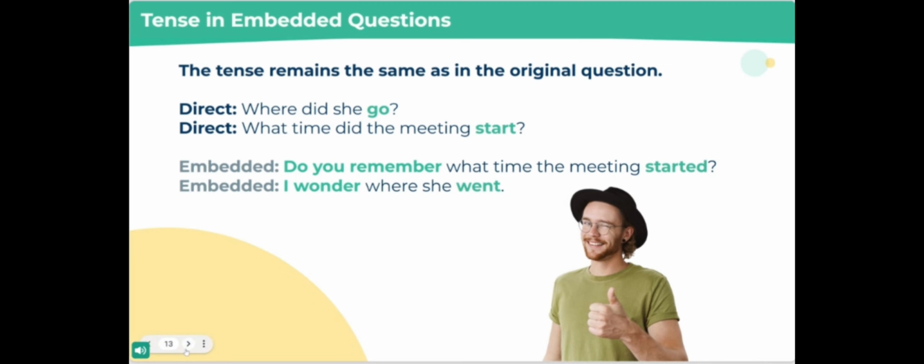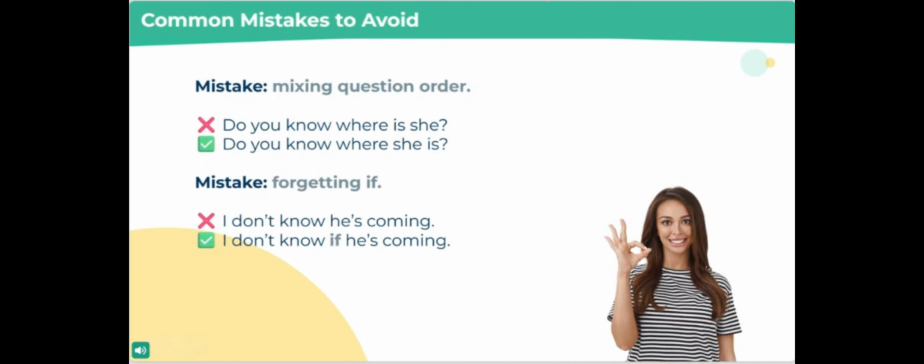Okay, it's very interesting. Let's have a look at a couple of common mistakes to avoid. Mistake number one, mixing the question order. We've got an example. Do you know where is she? This is not the right sentence order. Do you know where she is? This is correct. There's another mistake with forgetting if.